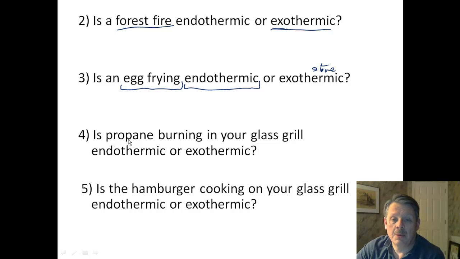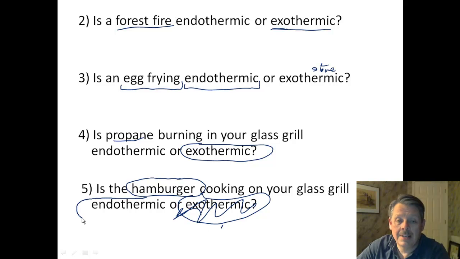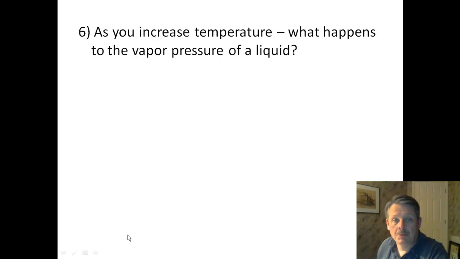Here's another perfect example: the propane burning in your gas grill. Well, the propane is giving you energy. It is releasing energy to the environment, to the area of the gas grill. The gas grill is getting hotter. That is called exothermic. However, the hamburger is cooking on the gas grill. So the hamburger itself is absorbing energy from the propane to get hotter. Sorry, I circled the wrong one. The hamburger is endothermic. It is absorbing energy. So hopefully that helps a little bit.